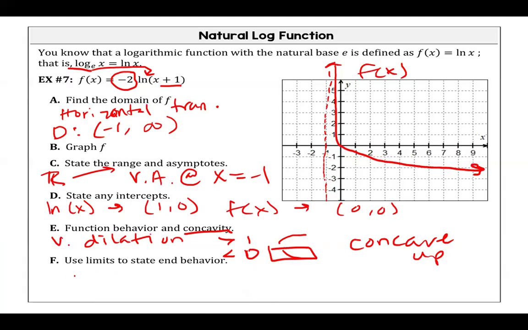All right. So limits. When you're describing end behavior, you have to write it in limits. When there's an asymptote, you're going to address that asymptote. We write our limits from the left to the right. So our left-hand limit: the limit as x goes to -1 from the right. That's what that means. What is it doing? f of x equals what?